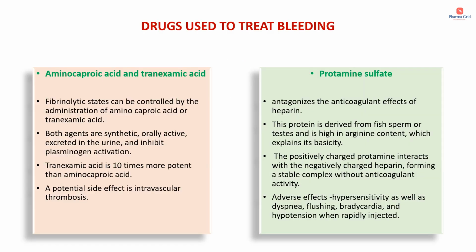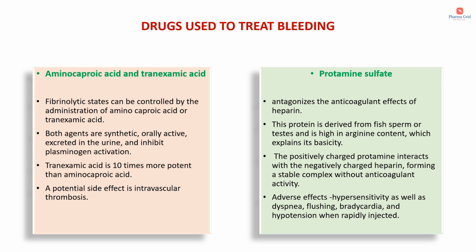Now we are going to discuss the drugs used to treat bleeding. So the first and foremost include aminocaproic acid and tranexamic acid. Fibrinolytic states can be controlled by the administration of aminocaproic acid or tranexamic acid. Both of these agents are synthetic, orally active, excreted in the urine and inhibit plasminogen activation. Tranexamic acid is 10 times more potent than aminocaproic acid. A potential side effect is intravascular thrombosis.